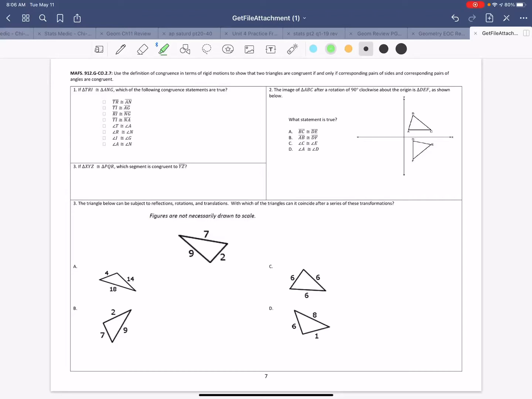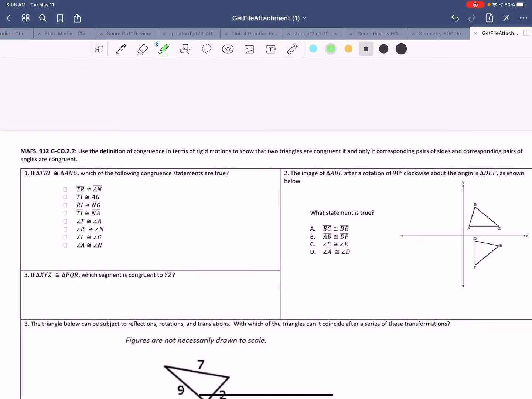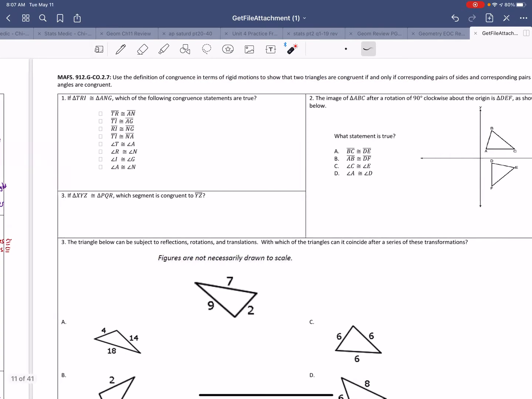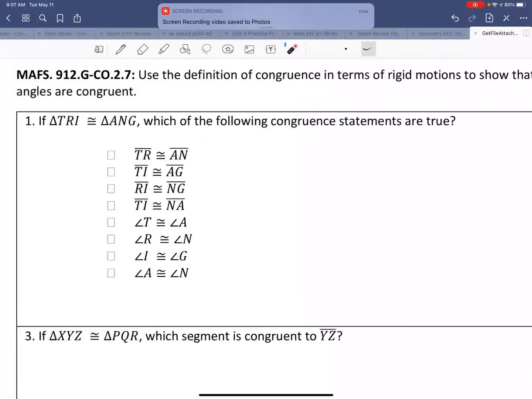Hey guys, we're going to do the video for page 7, so let's take a look. It says, use the definitions of congruence in terms of rigid motion to show that two triangles are congruent if and only if their corresponding sides and corresponding angles are congruent. Okay, so let's zoom in.